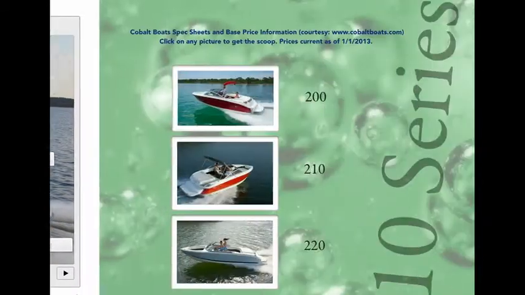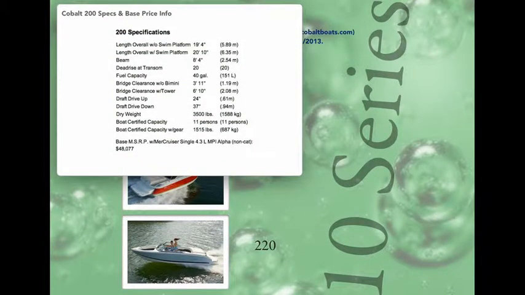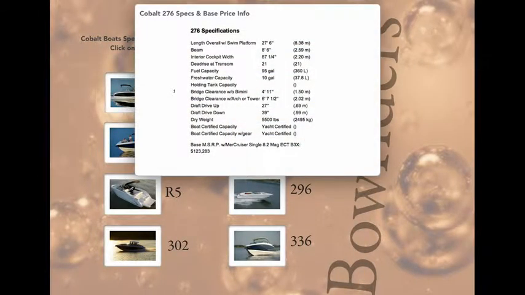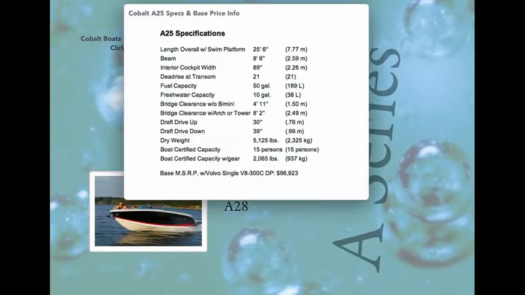Now for the specs and price information that Cobalt provided, we need to give every boat its own little page again, but that's just so many boats, so we grouped them by series. And you just tap on a boat model and the specs and pricing information pops right up.